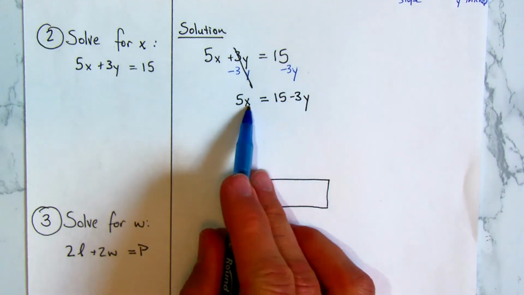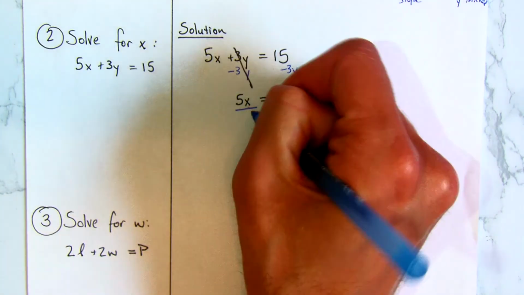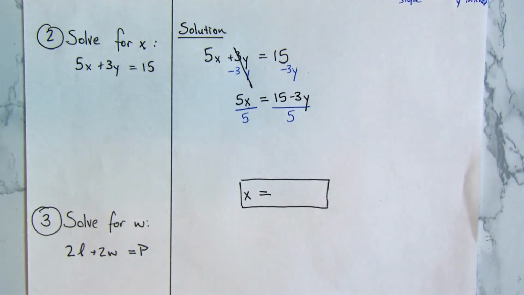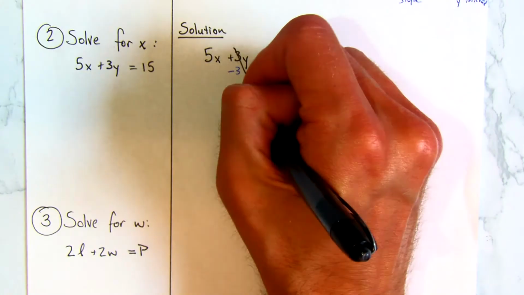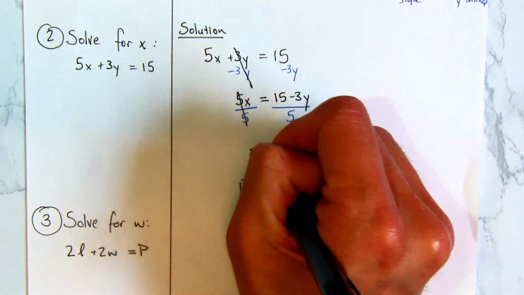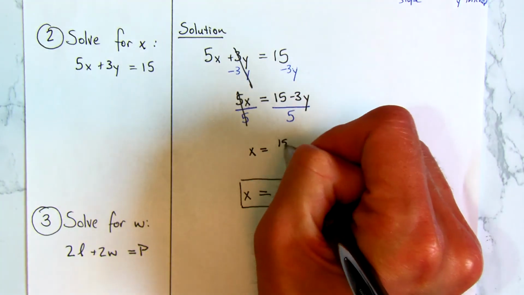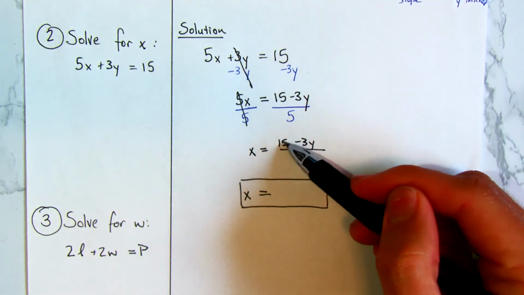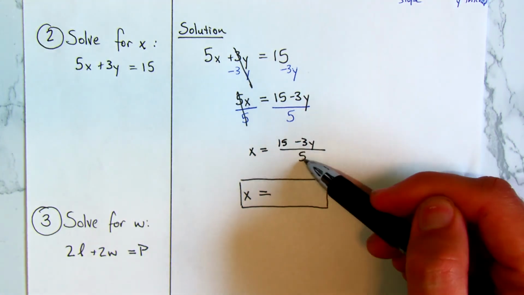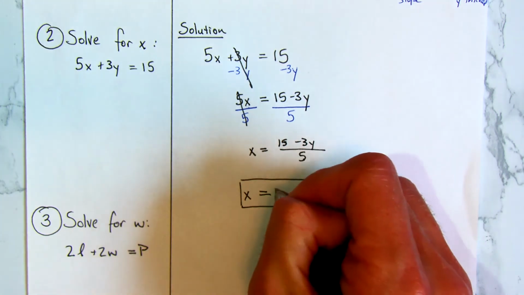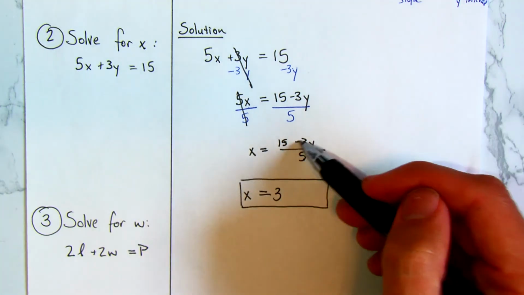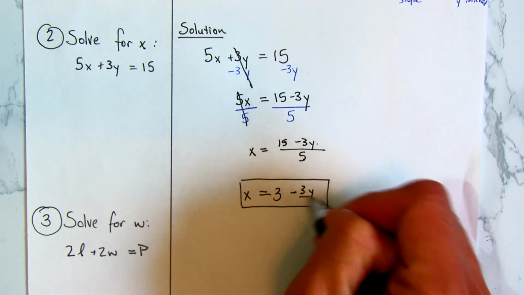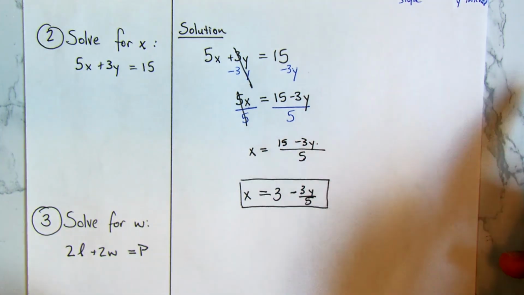To get x alone, divide both sides by 5, and we get x equals 15 minus 3y all over 5. Now again, be careful because we can do this. 15 divided by 5 is 3, and then negative 3y divided by 5 is just minus 3y divided by 5. Doesn't divide evenly, so you leave it as a fraction.